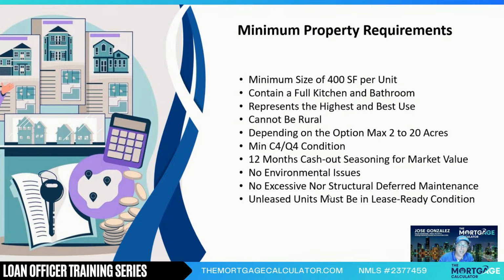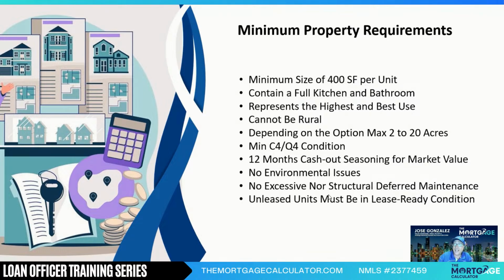Full kitchen meaning a range to cook with. I mean, if it doesn't have an oven, you could probably get away with that. If it has a built-in cooktop of some type that's permanently installed, you could probably get away with that. Could have a tabletop type oven, but you do need to have a full kitchen and a full bathroom.